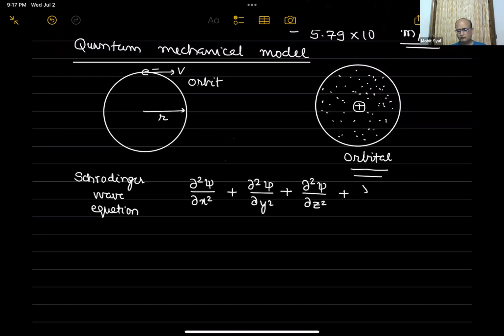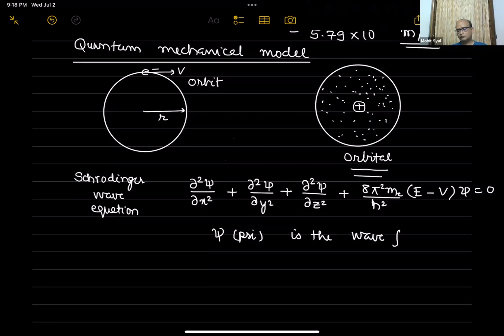So what is that sign called? Yeah, that is called psi. This is h. m is the mass of the electron. Pi is the constant. E is the total energy. V is the potential energy of the electron. And this psi is the wave function. Is it clear?